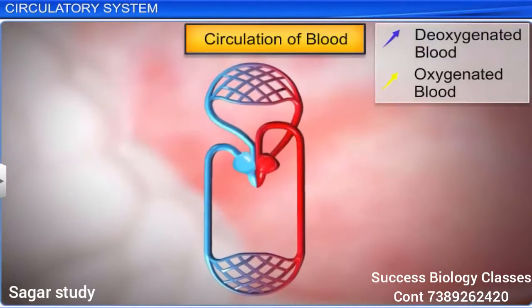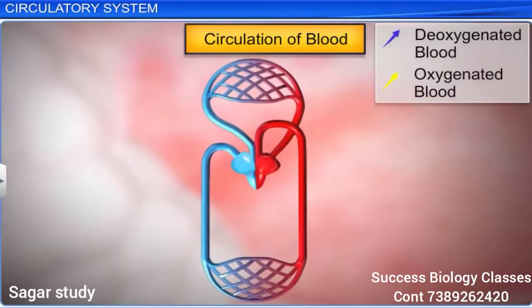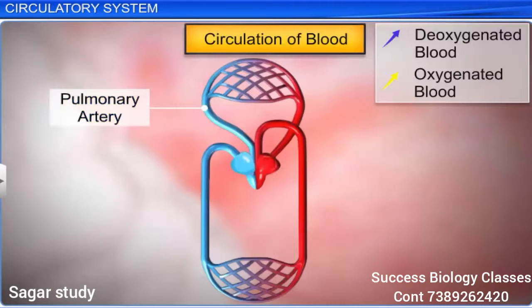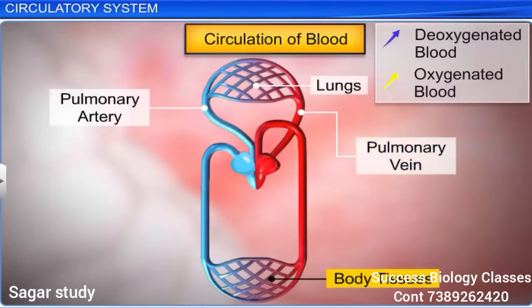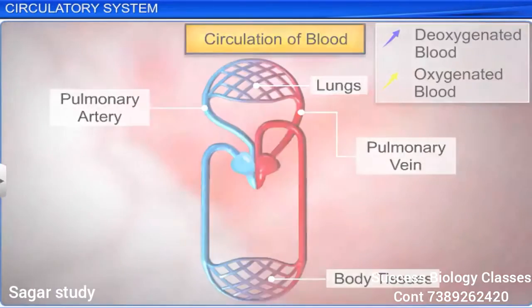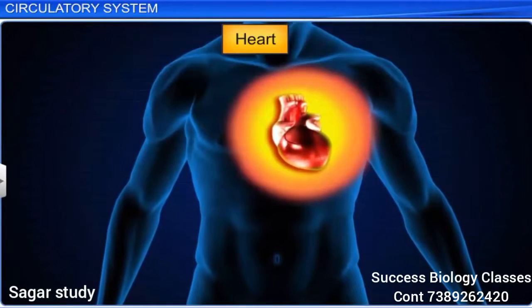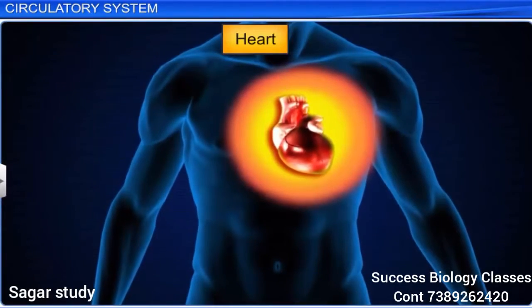However, there are two exceptions in which the artery and vein perform different functions. The pulmonary artery carries deoxygenated blood from the heart to the lungs, while the pulmonary vein carries oxygenated blood from the lungs to the heart. Now let's look at the structure of the human heart in detail.